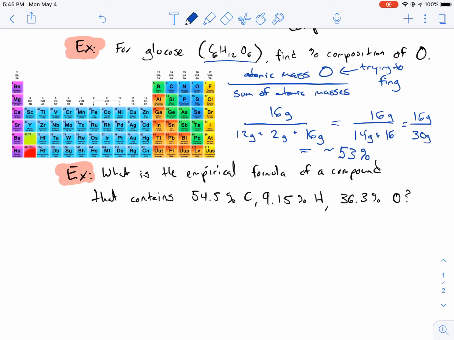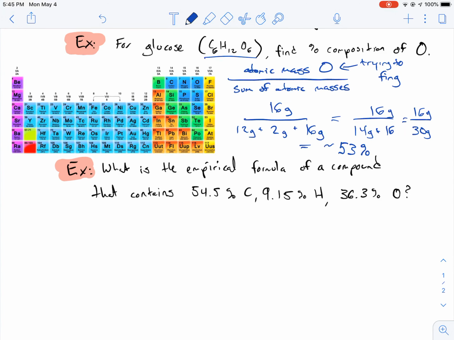Let's move on to a variation of the same question, basically. What is the empirical formula of a compound that contains 54.5% carbon, 9.15% hydrogen, and 36.3% oxygen? So lucky for us, notice how they didn't give us the total mass. Well, the good thing is that we don't need it. So we can make it anything we want.